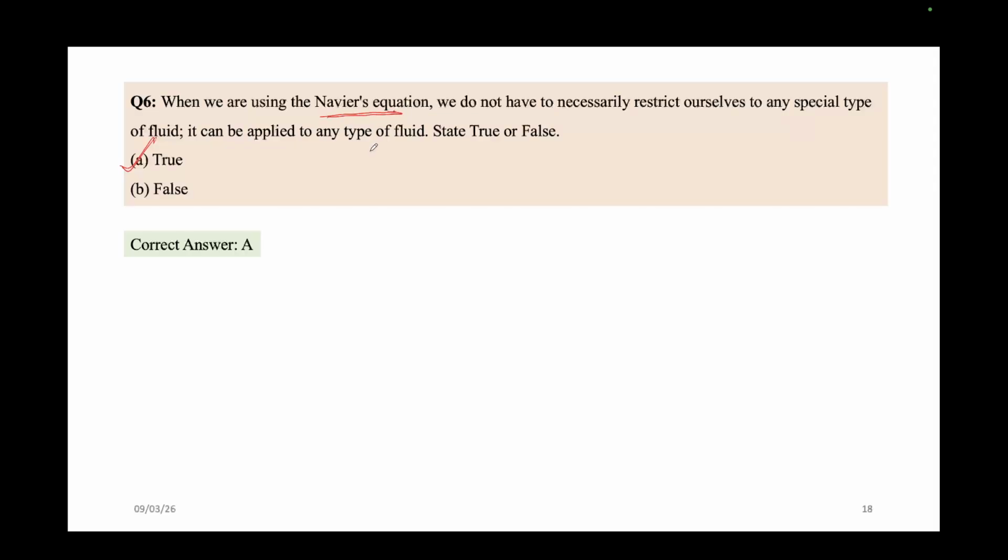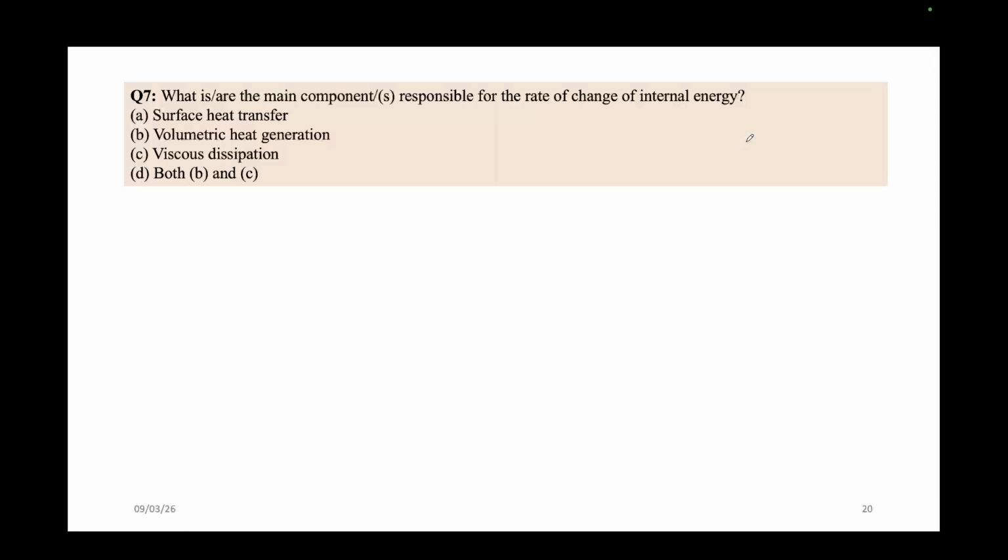See this thing. This is the Navier equation. If it is the Navier-Stokes equation, then only Newtonian is okay. But as it is the Navier equation, it consists of Newtonian, non-Newtonian, viscous, elastic, every type of fluid. So there is a difference between the Navier and Navier-Stokes equations. The Navier-Stokes equation is specified for Navier and Stokesian fluid.